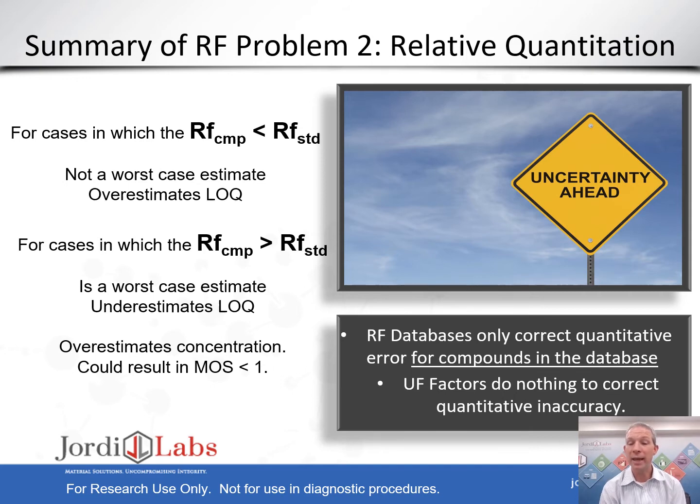And this may seem like it's not as big a problem as the first case, but keep in mind that this could result in a margin of safety less than 1, which could cause us to reject an otherwise perfectly suitable device.